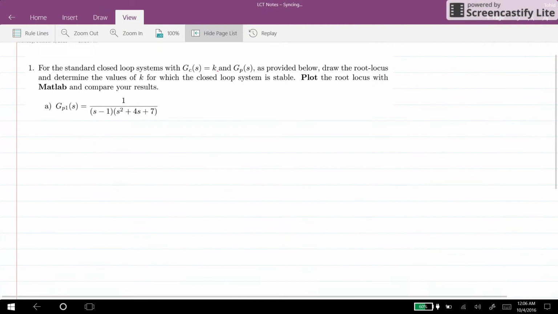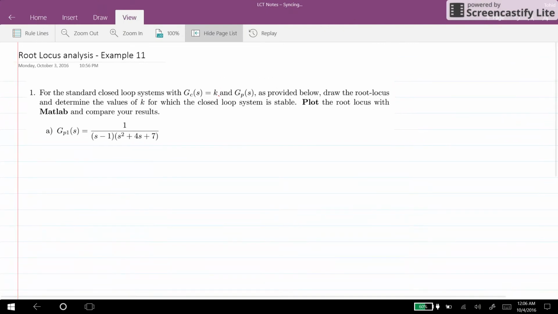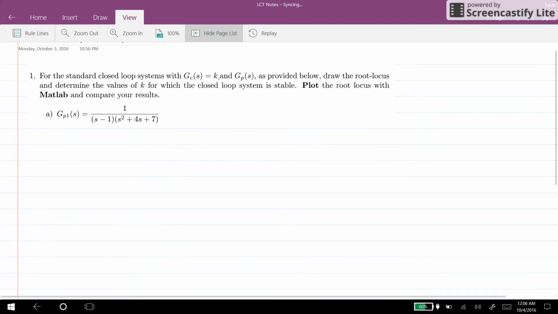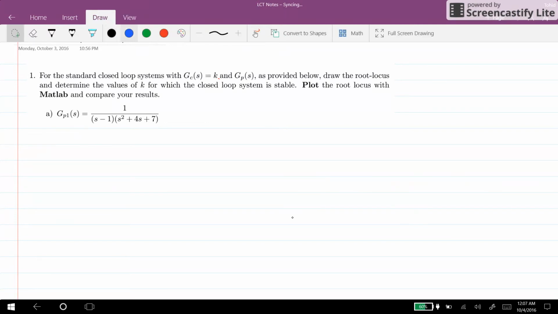Hi everyone. In this video I will go through an example and show you how to draw the root locus for a given system. So here we have the process or the plant given as the transfer function that you can see here, where we have a pole at 1 and we have two complex poles. Let's see where the complex poles are located for this system.